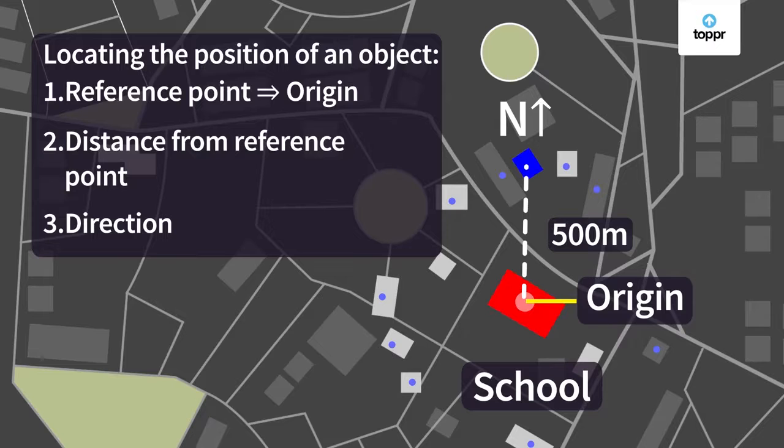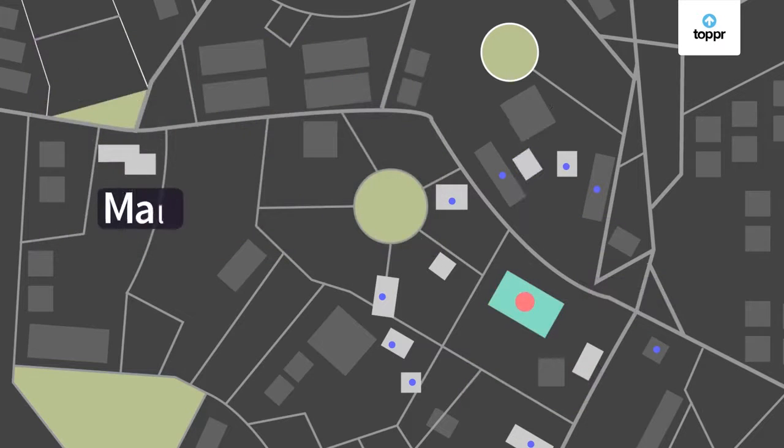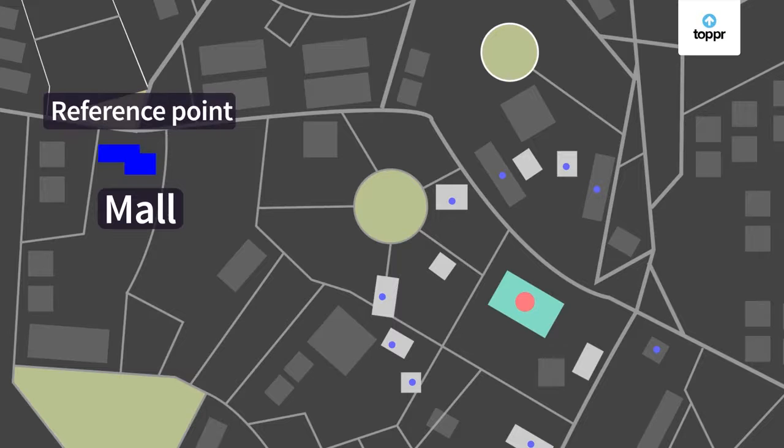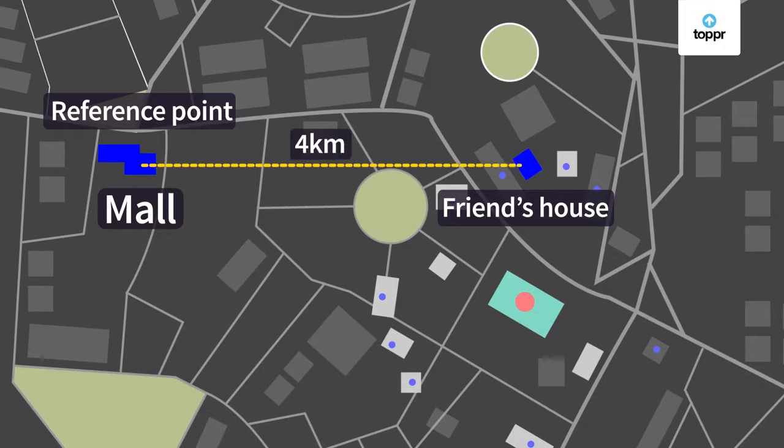If we change the reference point for defining the same position, the distance and direction also change. Let's say now we take this mall as a reference point. Then your friend's house will be at a distance of 4 kilometers along the east direction.